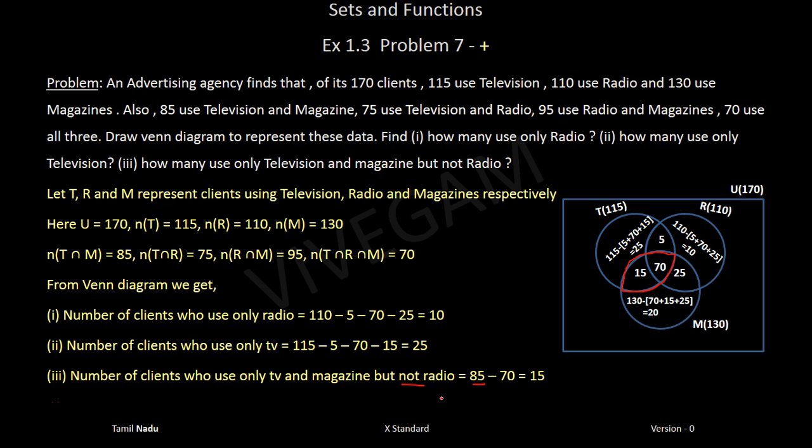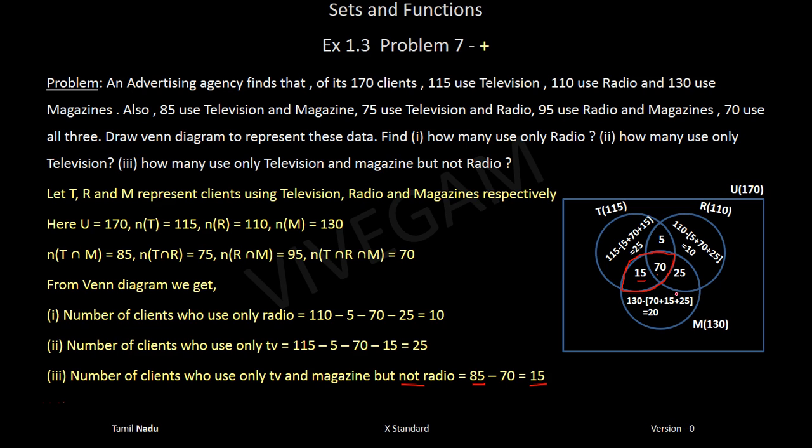So the number of clients who will be using TV and magazine, but not radio, will be this whole area, which is 85 minus 70. That is this one. So that is basically this area. So 85 minus 70, that is equal to 15.